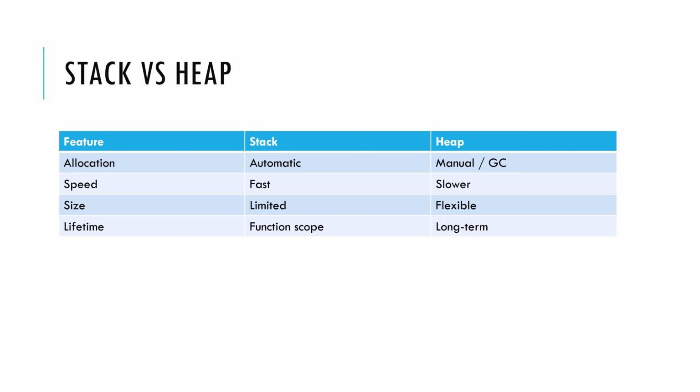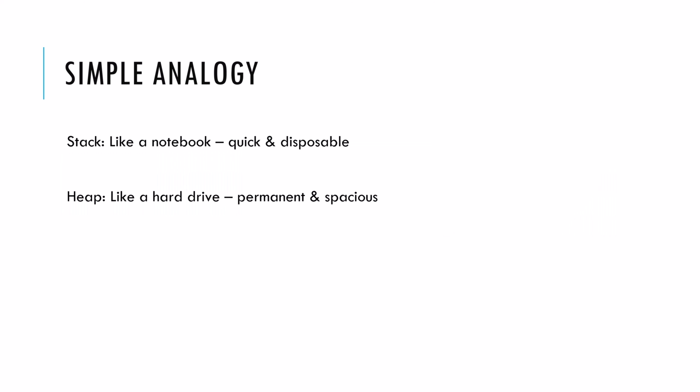Now let's look at heap. Memory is allocated manually and deallocated by garbage collection. Slower access. Can grow as needed. Data stays as long as needed. In simple words, stack is like a notebook, quick and small. Heap is like a hard drive, bigger and longer lasting.